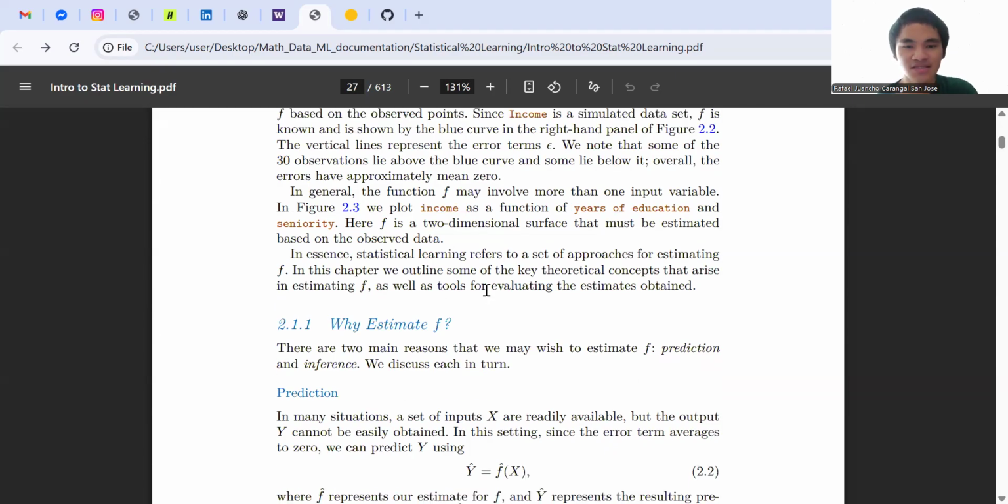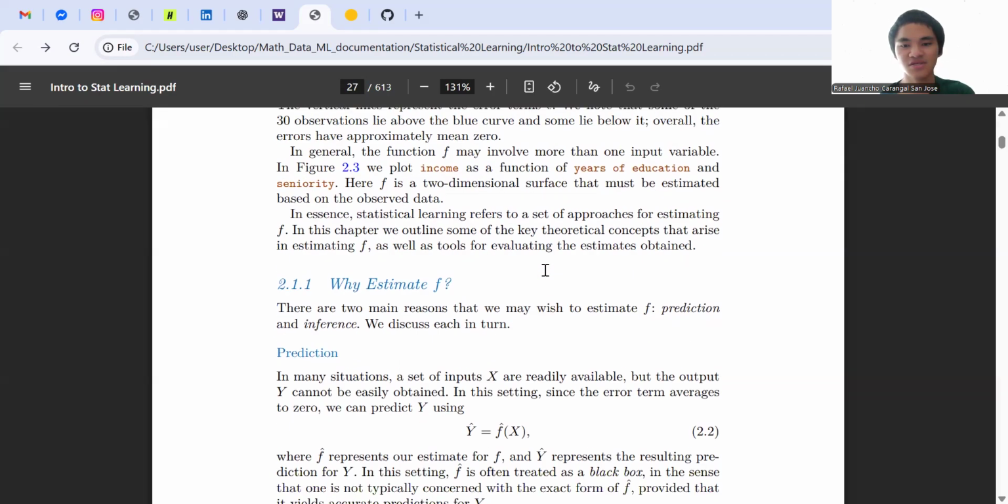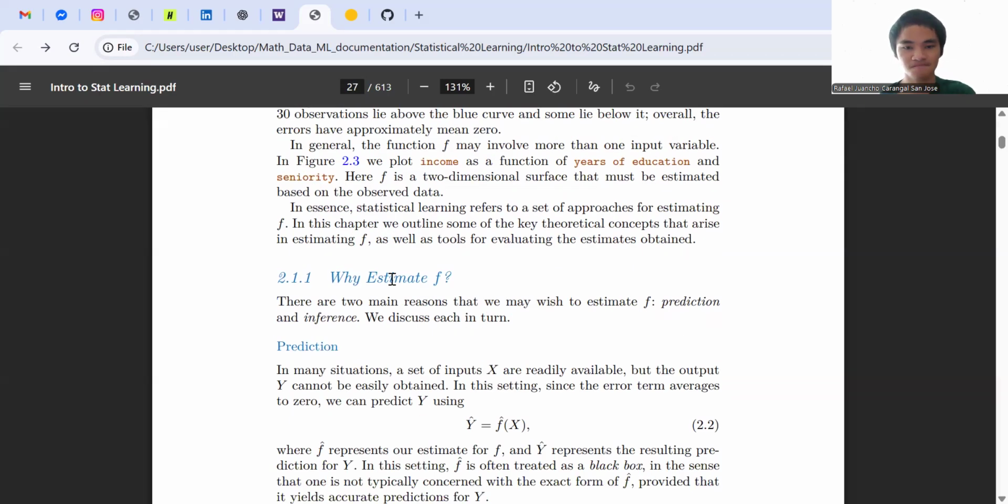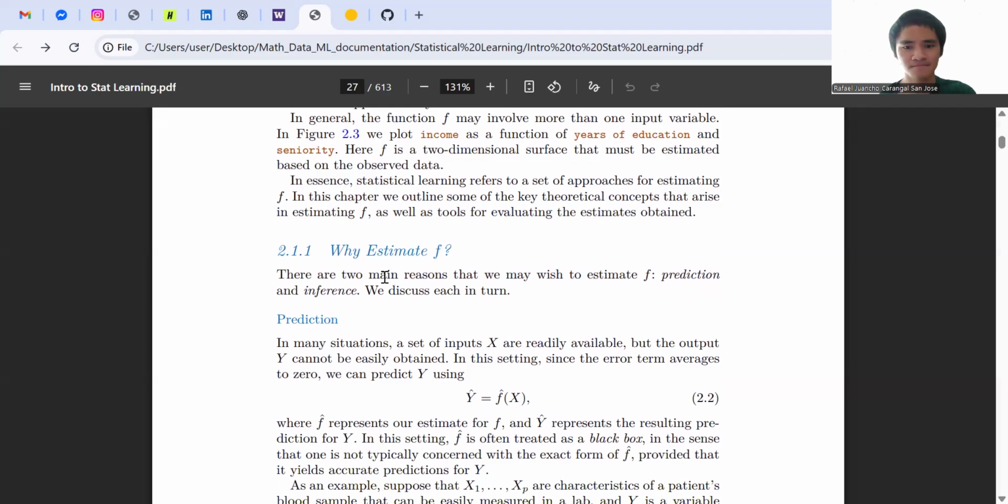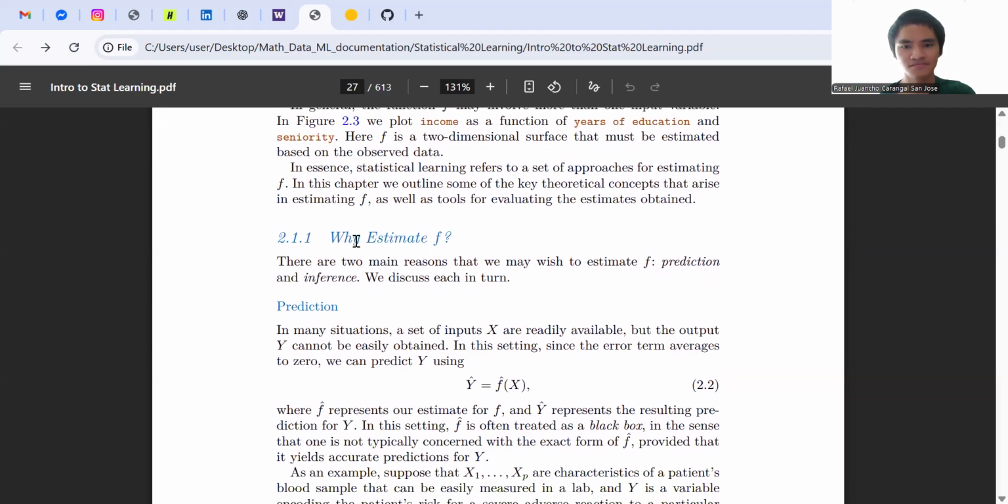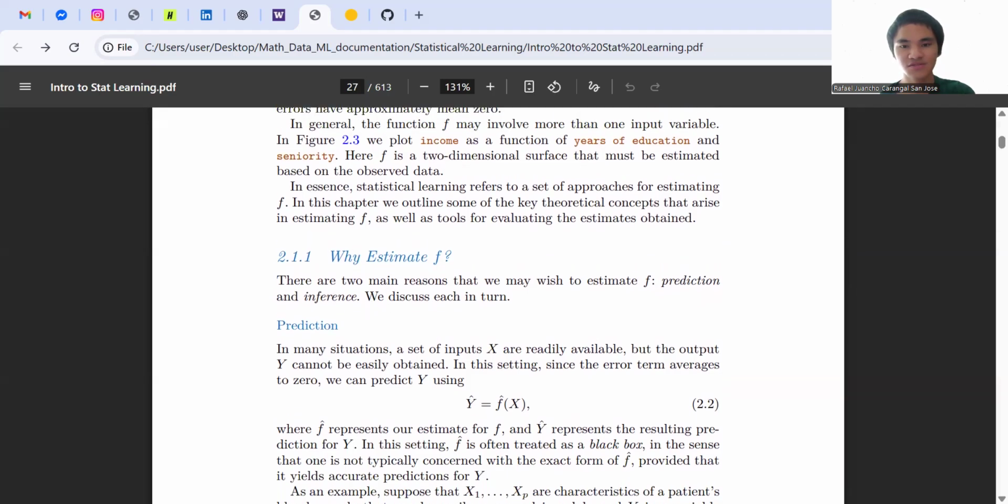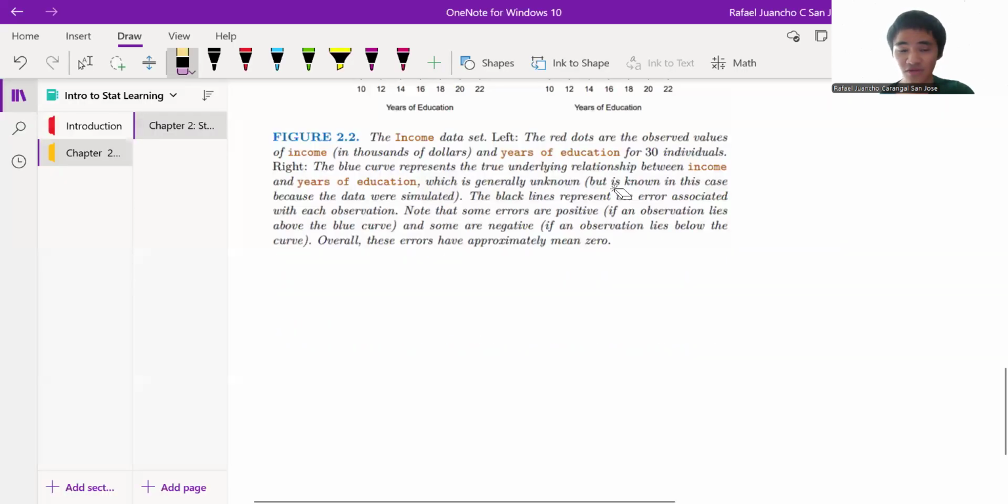Okay. In essence, statistical learning refers to a set of approaches for estimating f. In this chapter, we outline some of the key theoretical concepts that arise in estimating f, as well as tools for evaluating the estimates obtained. Okay, so in general, that's what statistical learning is. So we've kind of went over it.